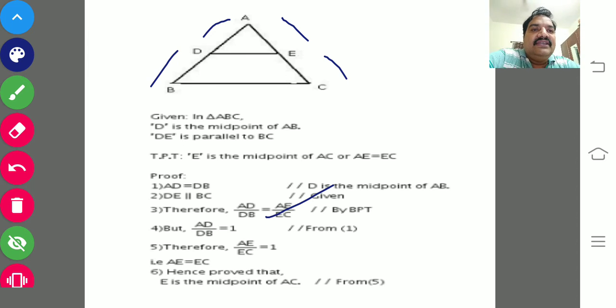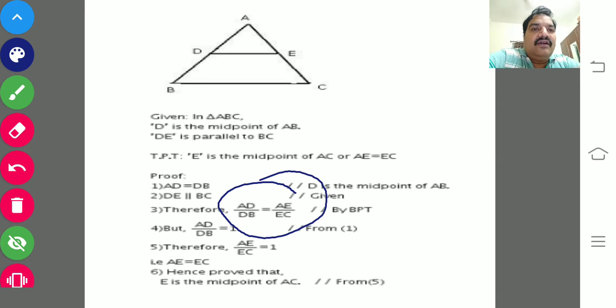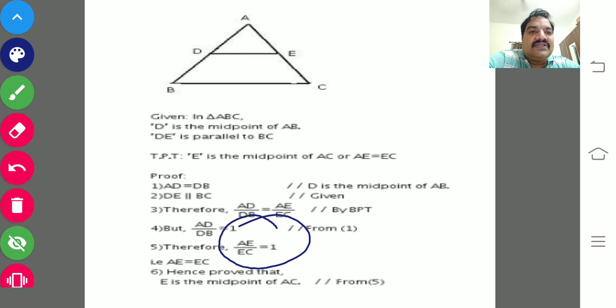But we know that AD by DB equals 1, because AD distance equals DB distance. Equal by equal always gives us 1. So if you substitute 1 instead of AD by DB, you will get AE by EC automatically 1. That is the fifth point. So AE by EC equals 1. If you do cross multiplication, AE equals EC.